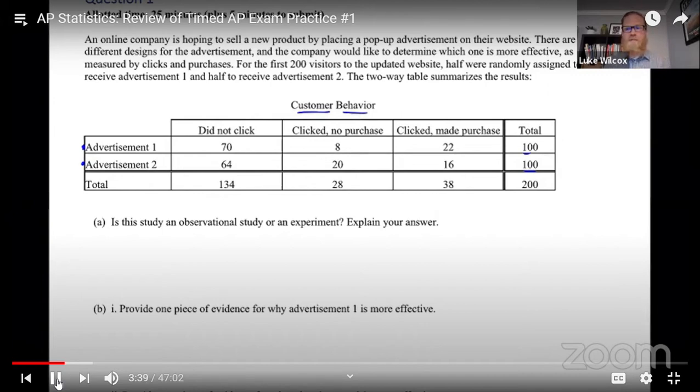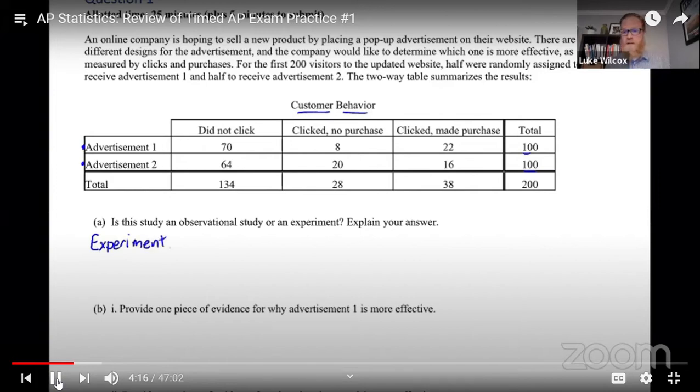So first we have to know the difference. For an observational study, we usually take some sort of sample, a random sample, and maybe we give them a survey and we're looking for some sort of results, or we're just observing something. With an experiment, the difference is that we are imposing treatments on the subjects. Well, in this particular context, the online company is randomly assigning the people to either advertisement 1 or advertisement 2, which we could think of as the treatment. So the definite answer here is that this is an experiment rather than an observational study.